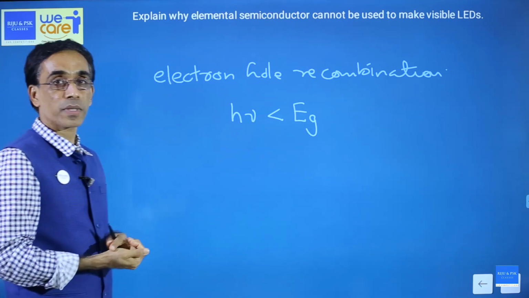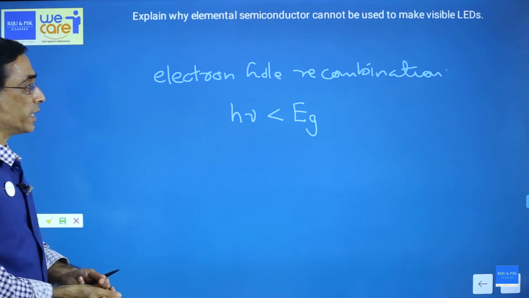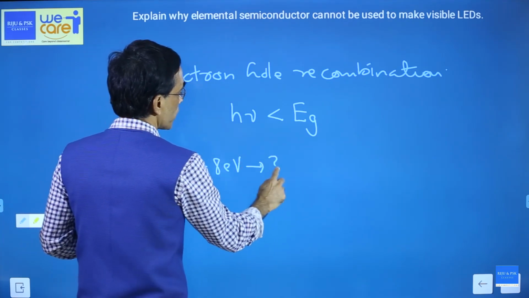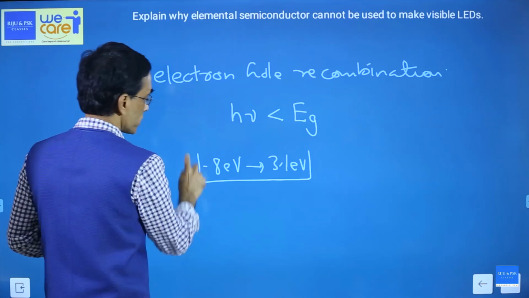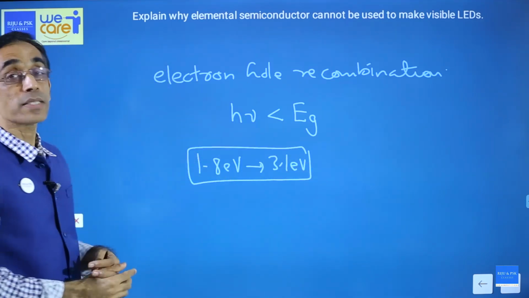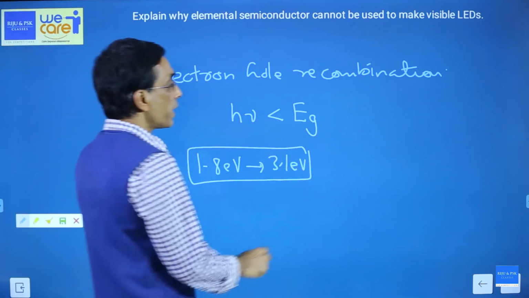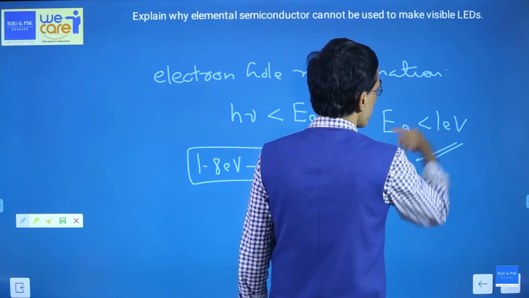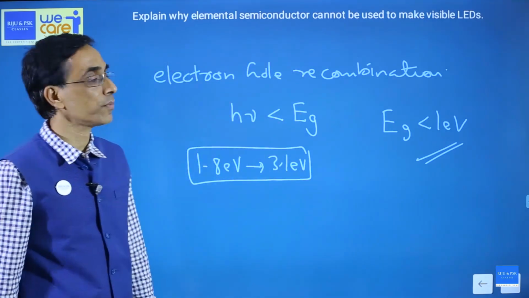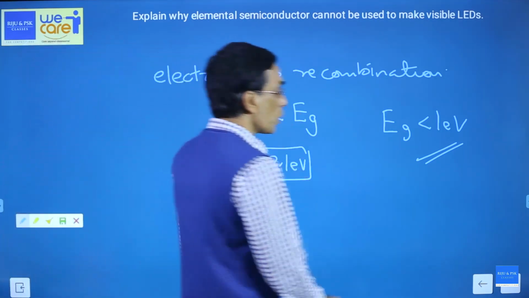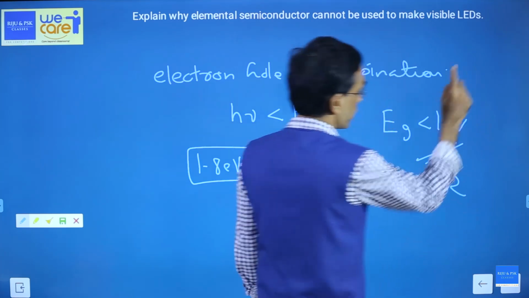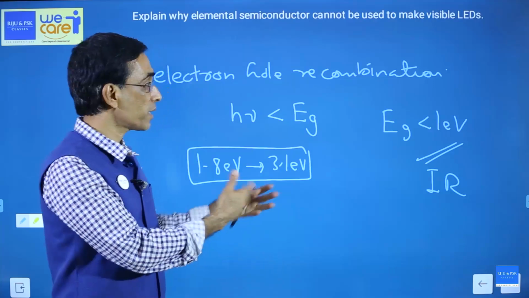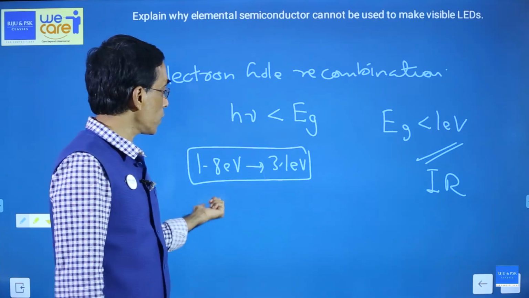than the energy gap. Now if you want visible LED, the photon energy must be 1.8 electron volt to 3.1 electron volt for visible light. But elemental semiconductor means silicon and germanium. The energy gap of silicon and germanium are approximately 1 electron volt, 1.2 and 0.785. So they produce energy only in the infrared region. That's why we go for compounds like gallium arsenide, which has a better energy gap, and can produce photons in this range.